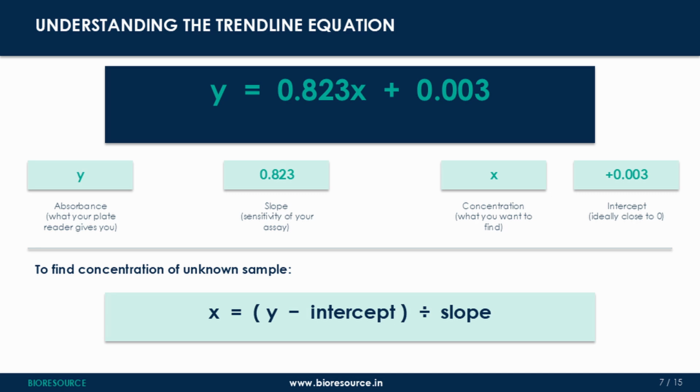Now, to calculate the concentration from an absorbance reading, you simply rearrange this equation. Concentration equals absorbance minus the intercept, divided by the slope. This single equation is what converts raw absorbance values into real concentration. And once Excel has this formula, it can calculate the unknown samples automatically.